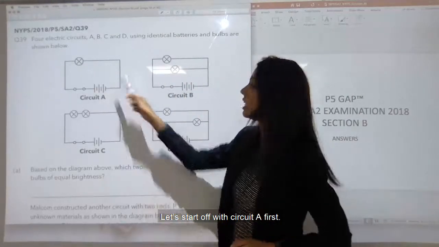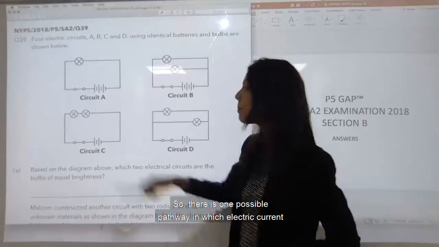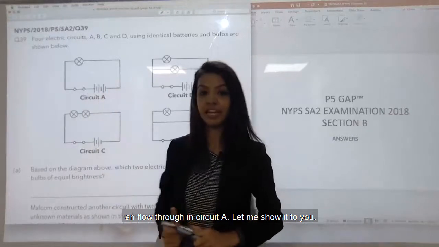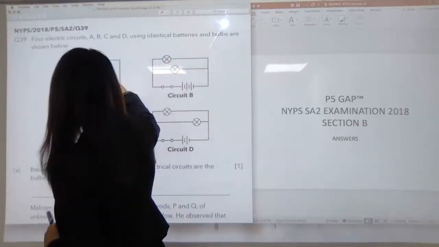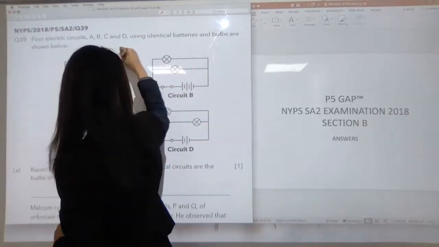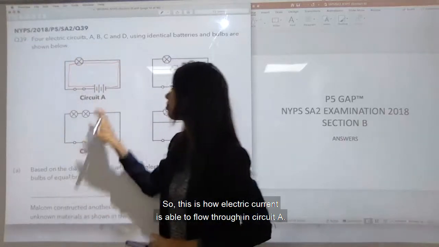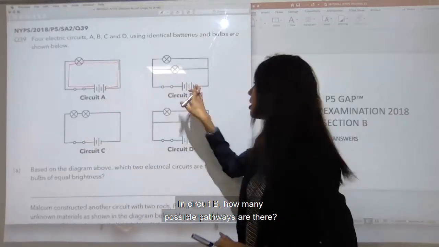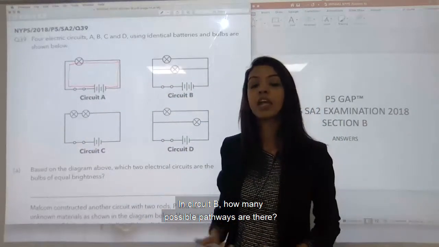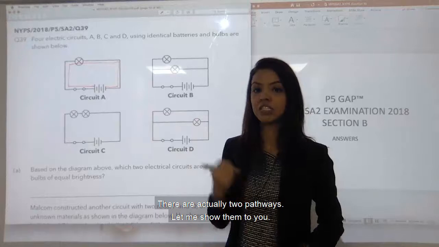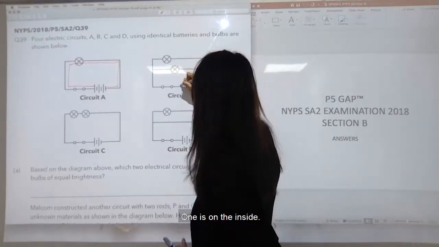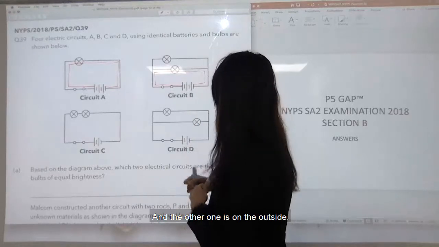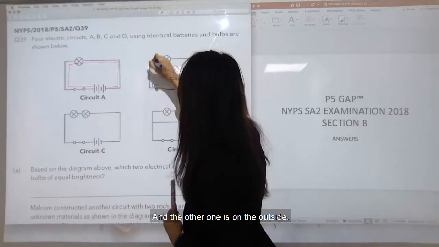Let's start off with circuit A first. So there is one possible pathway in which electric current can flow through in circuit A. Let me show it to you. So this is how electric current is able to flow through in circuit A. In circuit B, how many possible pathways are there? There are actually 2 pathways. Let me show them to you. One is on the inside and the other one is on the outside.